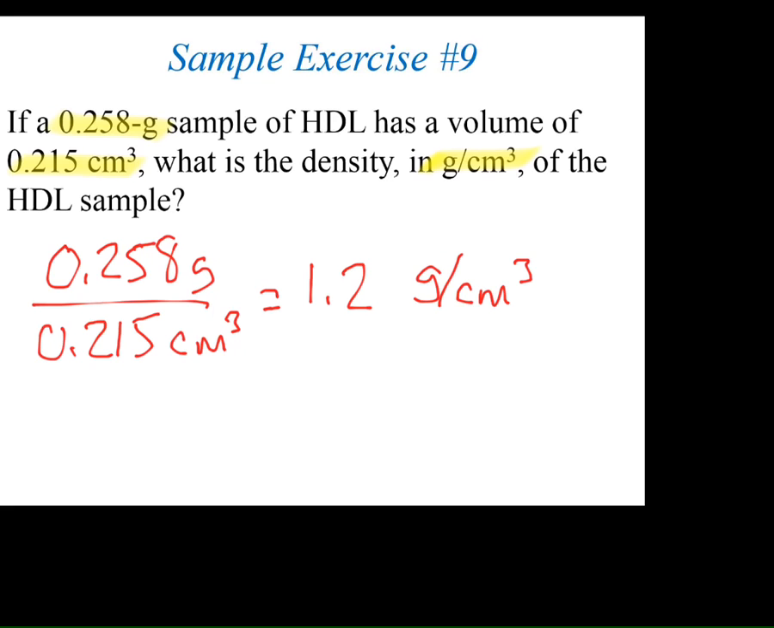Let's check our sig figs though. That doesn't quite seem right to me. How many sig figs are in 0.258? How many sig figs are in 0.215? So how many should my answer have? But just add a 0, right? Now it's 3 sig figs. Before it was only 2. Now it's 3 sig figs. Gotta have the 0. Okay.